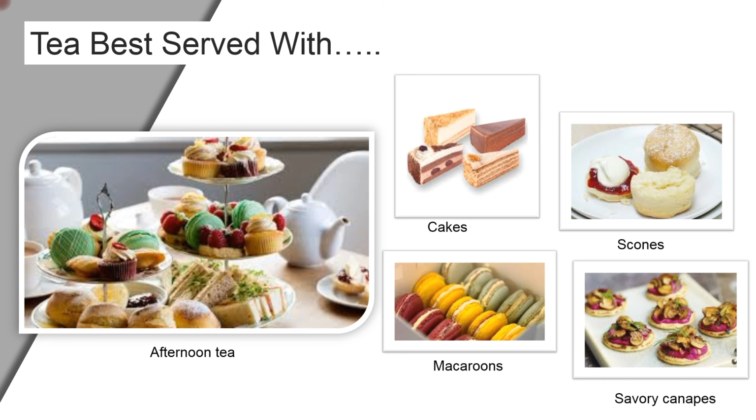Tea is best served with cakes, scones, several canapes, macaroons, and of course during afternoon tea. Don't be confused between afternoon tea and high tea. Afternoon tea only serves light meals or finger foods, whereas for high tea we serve from appetizer until dessert.